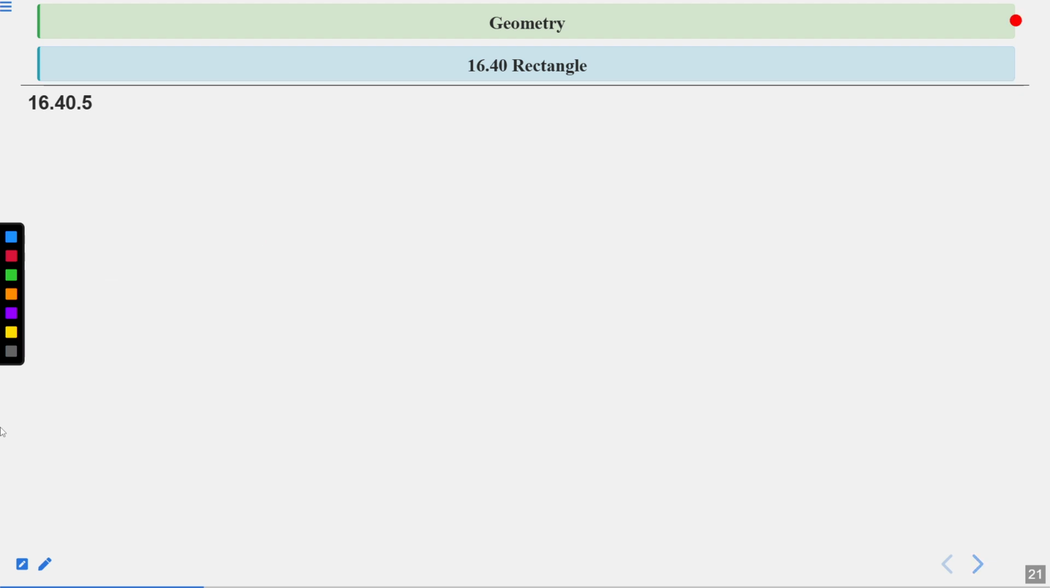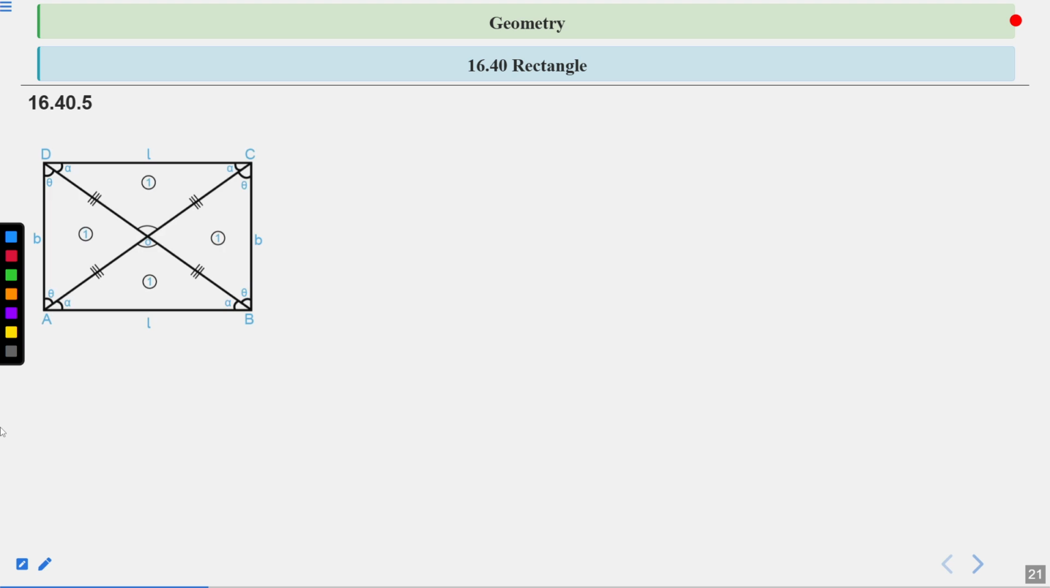Formula of the rectangle, 16.40.5. This is the diagram of the rectangle. Now triangle ABC is congruent to triangle ADC, or we can say CDA. Both triangles are congruent. Why are they congruent? Because we know that this side equals this side equals this side, and diagonal AC equals diagonal BD. So all three sides are equal, so the triangles are congruent. So triangle ABC is congruent to triangle CDA. Next one.